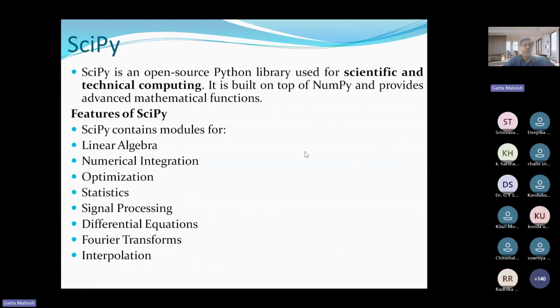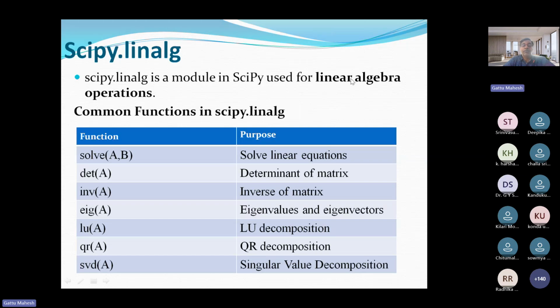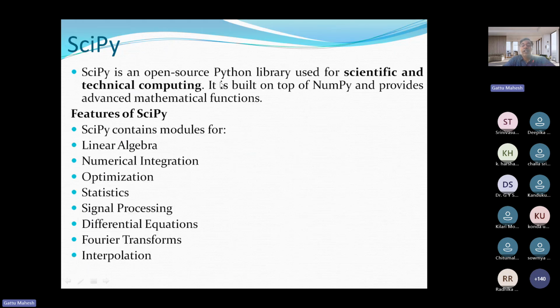Then we have SciPy. This is scientific Python, for numerical and scientific computing. This is more advanced than NumPy. It will execute much faster than the NumPy functions, so it is generally used for advanced mathematical functions. It also includes linear algebra, numerical integration, optimization, statistics, signal processing, differential equations, and all those things.